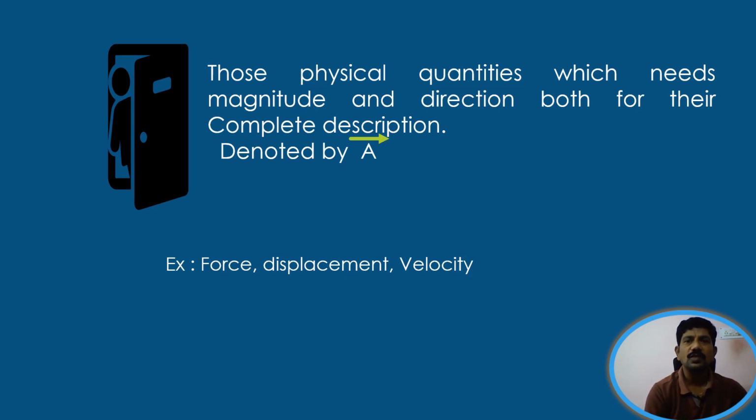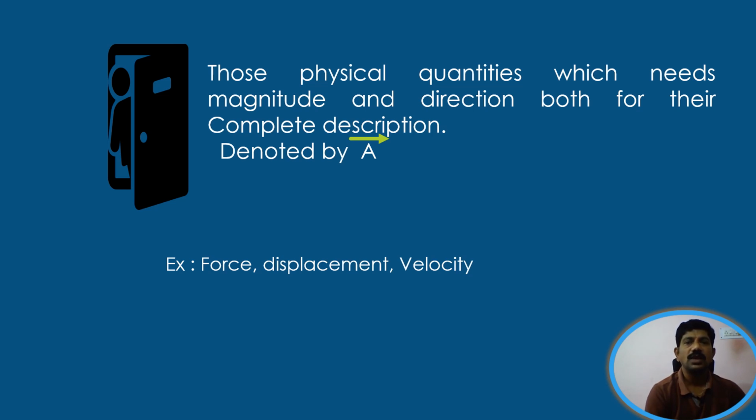So those physical quantities which need magnitude and direction both for their complete description are known as vector quantities. A vector quantity is one which has both magnitude and direction. Examples for vector quantities: force is a vector quantity, displacement is a vector quantity, and velocity is a vector quantity. Are you clear about that?